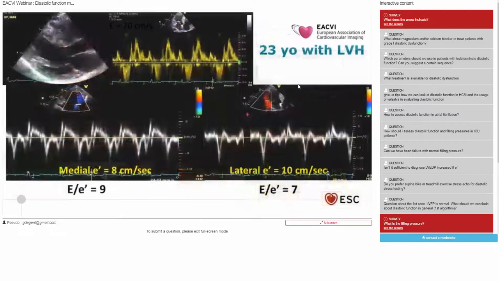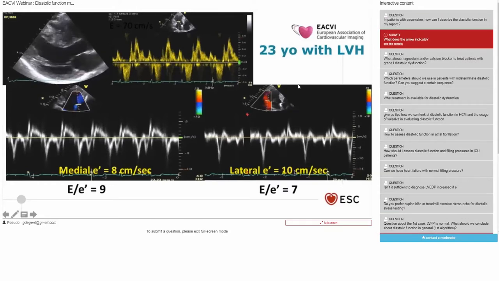If you look at the medial E prime velocity of this 23-year-old, it's 8 centimeters per second, and E over E prime is 9, and the lateral E prime is 10 centimeters per second, and E over E prime is 7. So filling pressure is pretty normal based on the E over E prime, and the E prime velocity indicates that the relaxation is not too bad, although it is lower than what we expected for a 23-year-old, but still is able to fill the ventricle normally, so the mitral inflow velocity actually indicates normal filling in this 23-year-old.